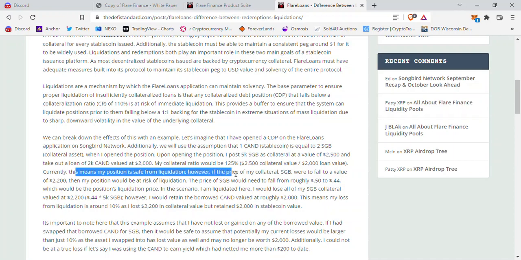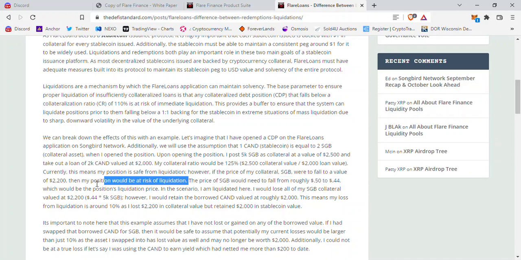However, if the price of my collateral, Songbird in this case, were to fall to a value of $2,200, then the position would be at risk of liquidation because it would be falling to around that 110% area. So the price of Songbird would need to fall from roughly 50 cents to 44 cents for it to get to that $2,200 level, which would be the position's liquidation price. In this scenario, I am liquidated because of the bots that automatically do that liquidation transaction to ensure safety of the protocol and the network.